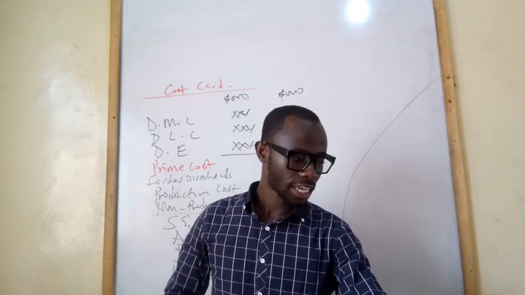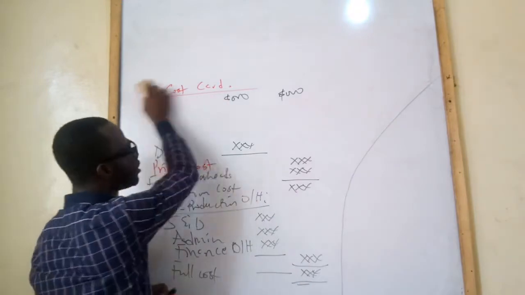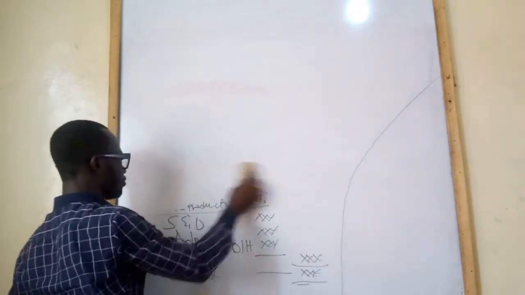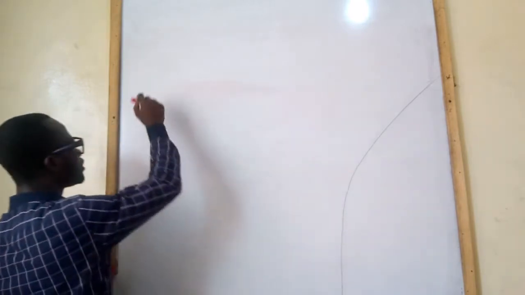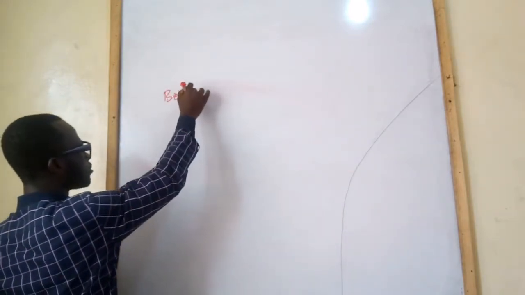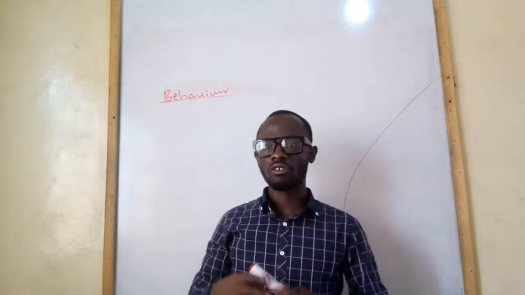So that is the first thing about classification of cost by nature. The second form of classification of cost is according to behavior. So first nature, second behavior.